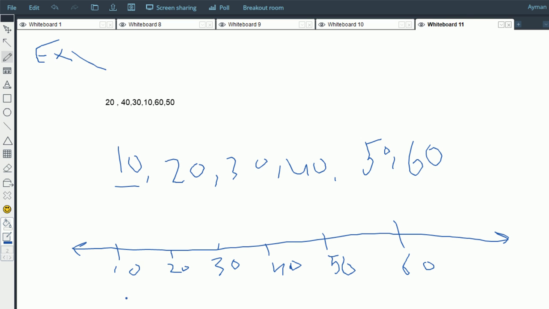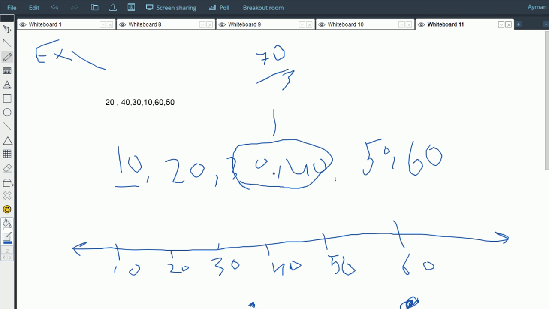First of all, the lower extreme will be 10, and the upper extreme will be 60. Where is the median? We will add these two numbers in the middle, 30 plus 40. Why? Because we have an even number of values: 1, 2, 3, 4, 5, 6. 30 plus 40 is 70, and 70 divided by 2 will be 35. The median here will be 35.